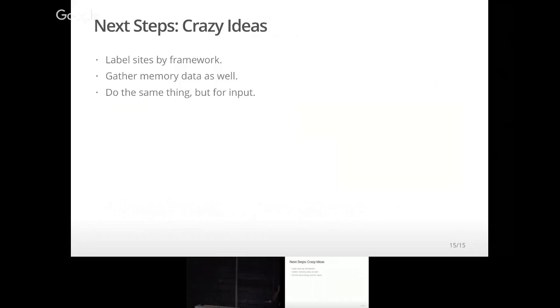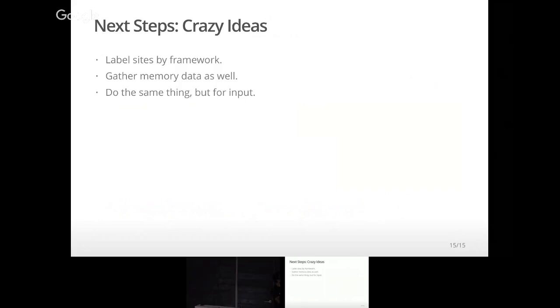If we categorized each of these sites based on what frameworks they're using, I think that could surface some really interesting insight into how different frameworks behave. There are some existing JavaScript libraries which just identify all the frameworks being loaded by a page, so this should be fairly tractable. Gathering some memory data and correlating that with page load times should be pretty cool.